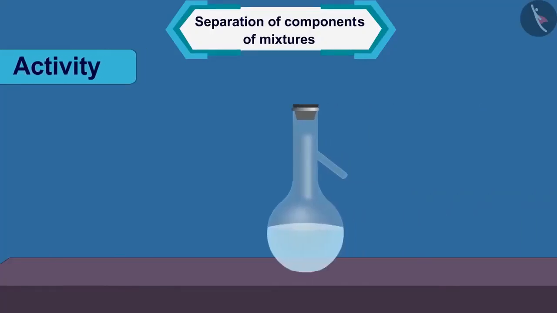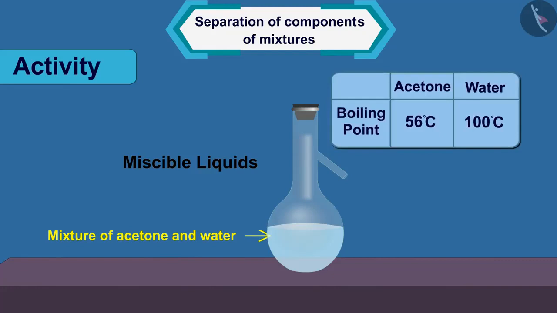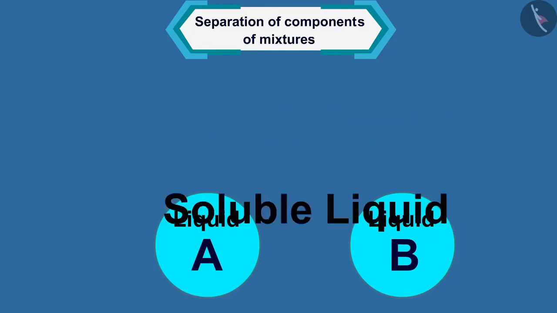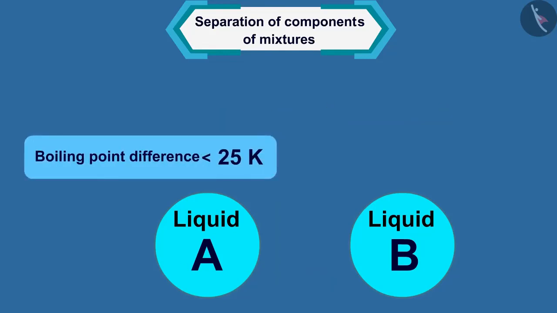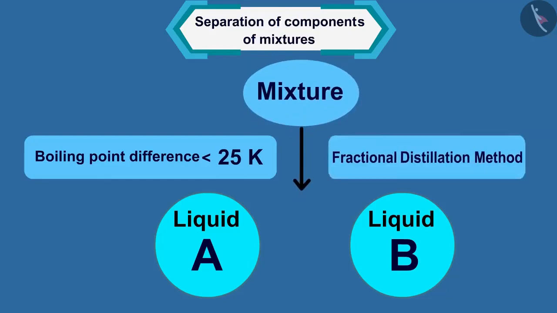This was possible because a mixture of acetone and water is a mixture of two miscible liquids that boil without decomposition and have sufficient difference in their boiling points, between 56 degrees Celsius and 100 degrees Celsius. To separate a mixture of two or more miscible liquids for which the difference in boiling points is less than 25 K, the fractional distillation process is used.